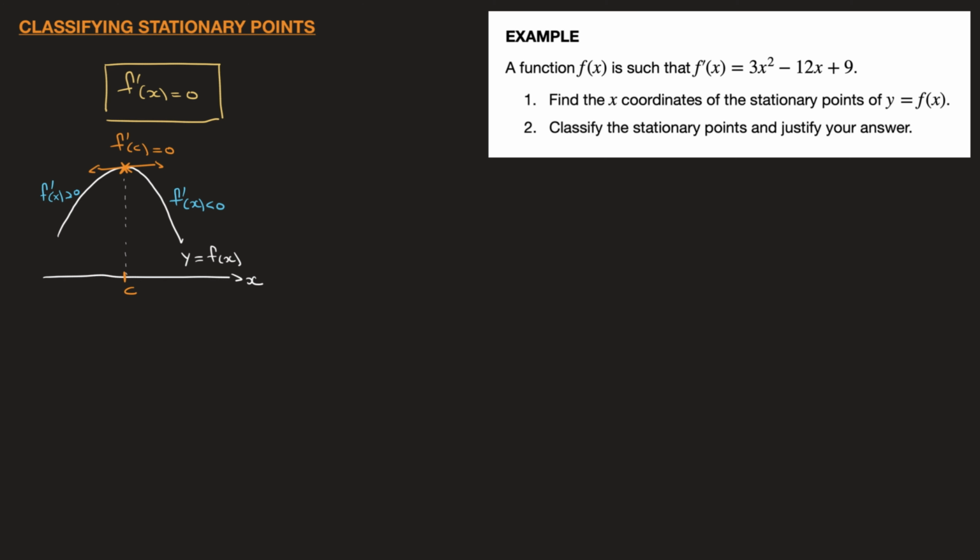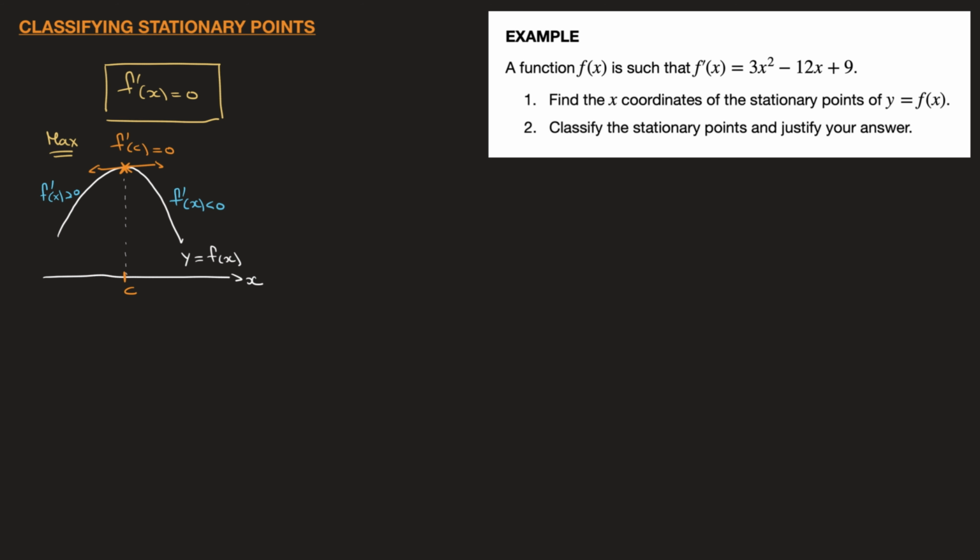And as we'll be seeing when we work through the example here, to classify a stationary point as a maximum point, one of the ways is to show that, as we go through that point going from left to right, the derivative goes from being positive to 0 to negative. Indeed, that corresponds to a maximum point.